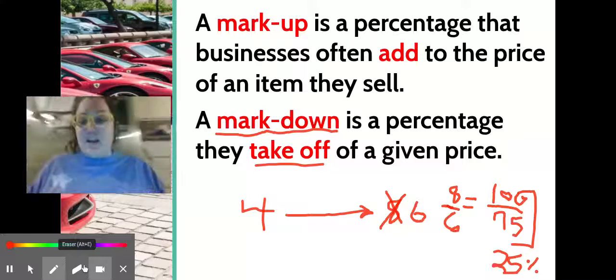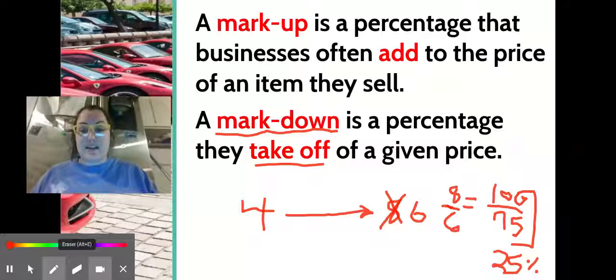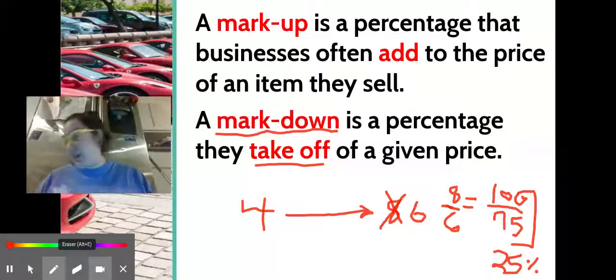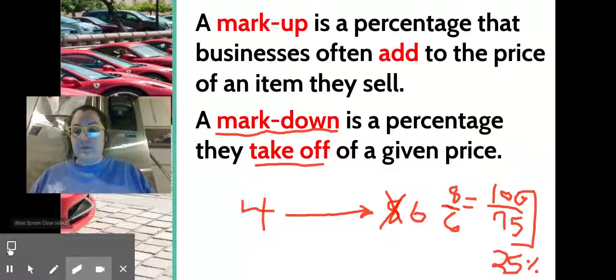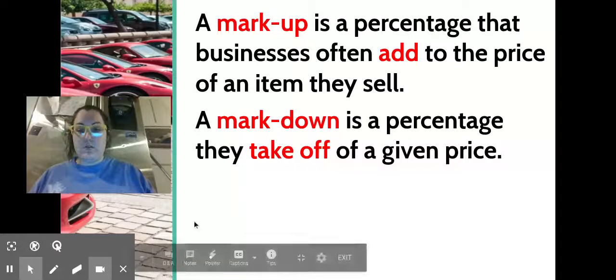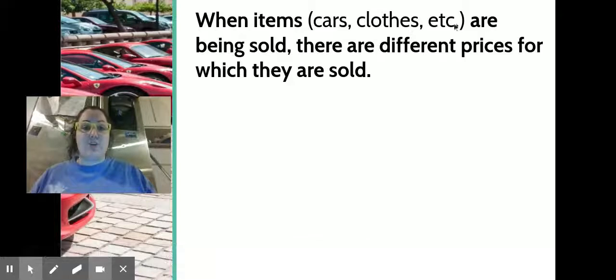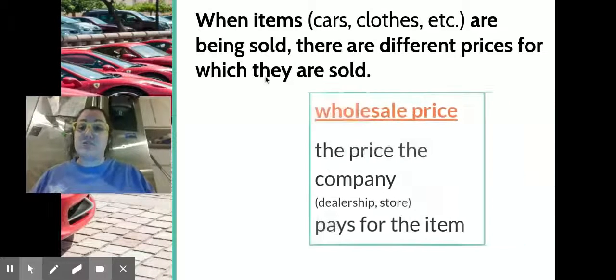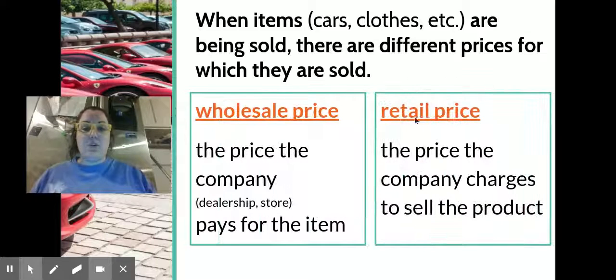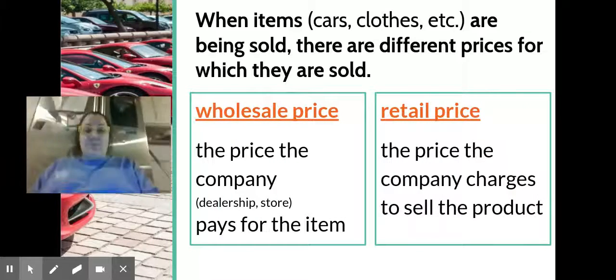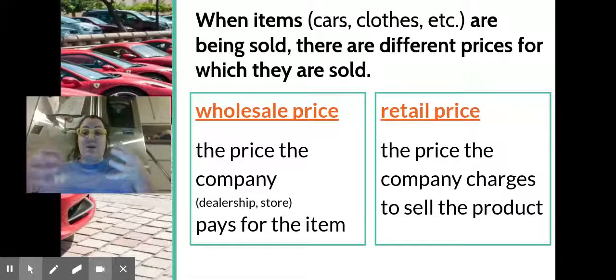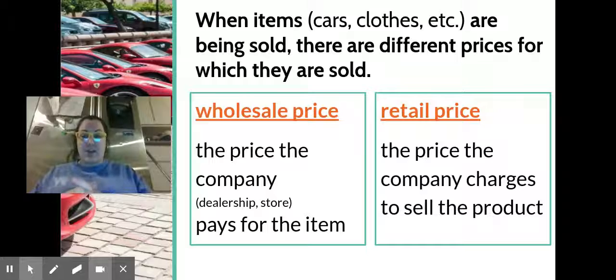Okay, so that's the idea of a markup and markdown. You will see this idea of a markup and markdown within this activity. Like I said, with the markup, when items, cars, clothes, etc. are being sold, they are sold at different prices. So you have two different prices you will see here, a wholesale price and a retail price. A wholesale price is what the business buys it for. Thinking about that t-shirt company again, $4 is the wholesale price. The retail price is what you, the customer, buy it for. So the $8 was the retail price.